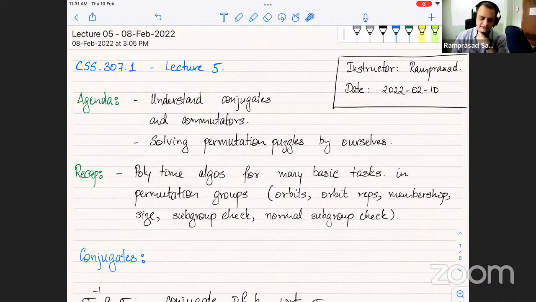Okay, so this is lecture 5 of Algebra and Computation. I actually don't have a good sense of how long today's lecture is going to be, because a large part of it is going to be trying to find a solution to the Rubik's Cube on our own.